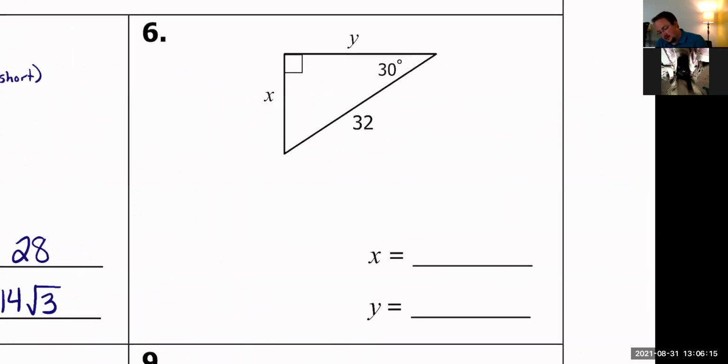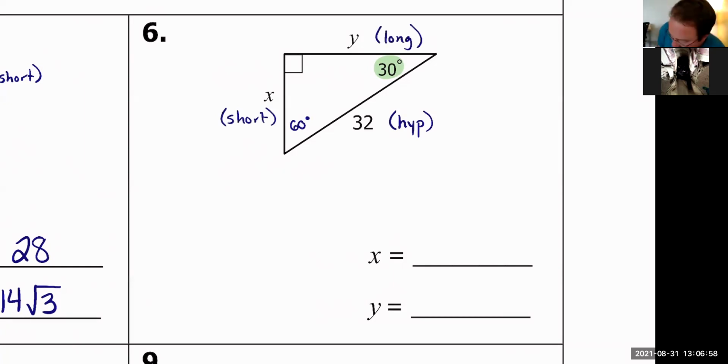Number 6, a little bit different here, but we can work through it. Again, I know it's another 30, 60, 90 because I see the 90, I see this 30, which means this one down here is 60. Which of the sides do I currently know? Careful. The hypotenuse. So the 32 is the hypotenuse of this one. And then when I look at the X and Y, which one's the short leg? X. Which means the long one is Y.